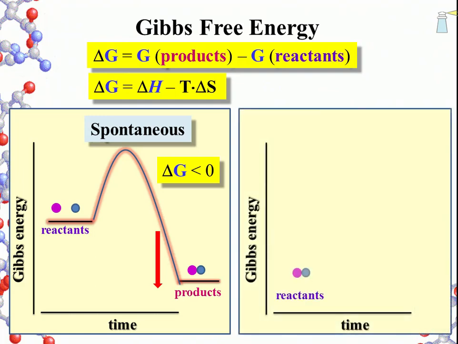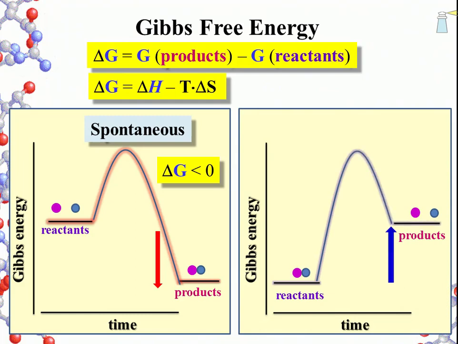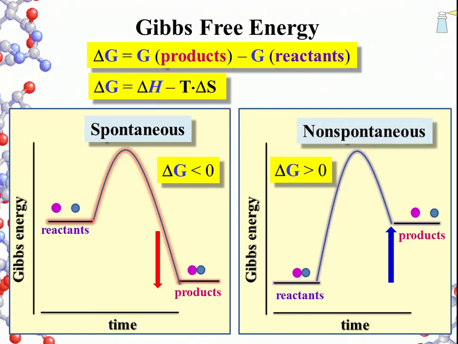Now, take the reverse of that reaction. It will only proceed to completion if there is an addition of energy. The amount of energy added is equal to the amount of energy released in the spontaneous version of the reaction. Another example of the law of conservation of energy. The change in free energy for this direction of the reaction is positive, since products have a higher energy than reactants. This reaction is non-spontaneous or not favorable. This is the role of Gibbs free energy in a chemical reaction.